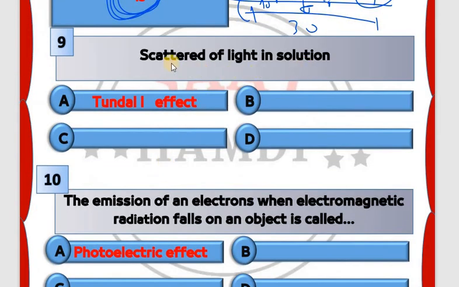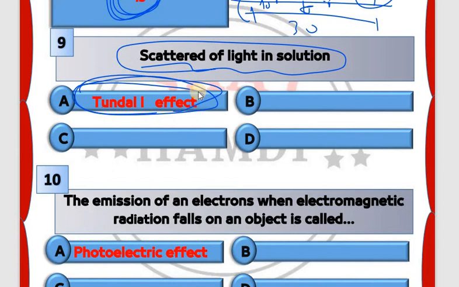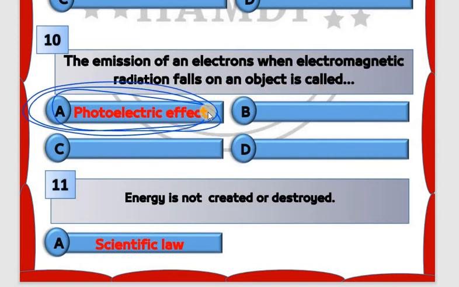Scattering of light in solution, this question is from chemistry also, it's the Tyndall effect. The emission of an electron when electromagnetic radiation falls on an object is the photoelectric effect. This is a very important question, photoelectric effect.